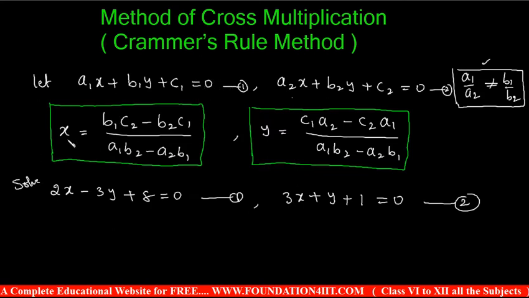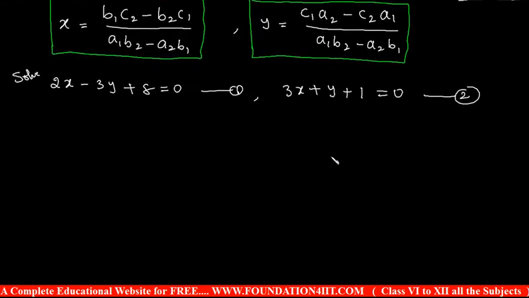Now to find the x and y values, we can directly substitute these values. x is equal to b1 into c2, where b1 is the y coefficient and c2 is the constant of the second equation. So like that: b1 c2 minus b2 c1, divided by a1 b2 minus a2 b1, and y is equal to c1 a2 minus c2 a1, divided by a1 b2 minus a2 b1. It's multiplication. Let us take one example, it's very clear for you.